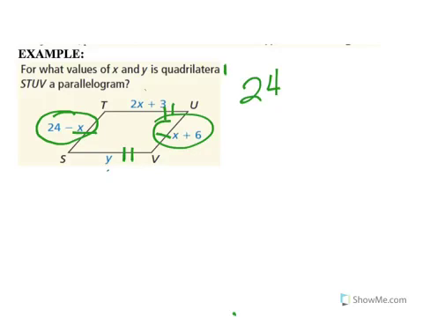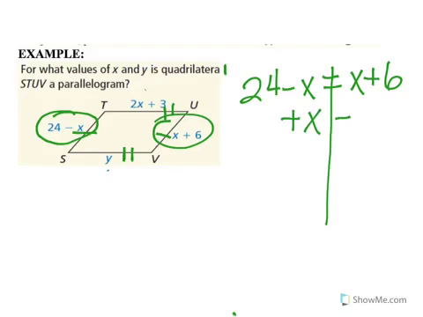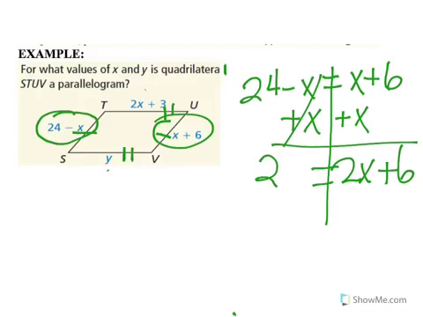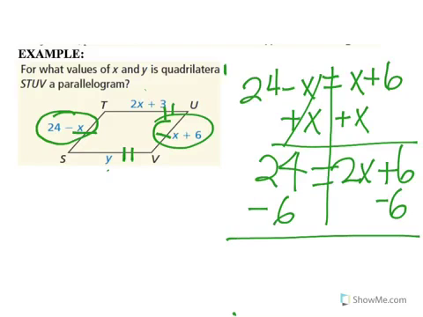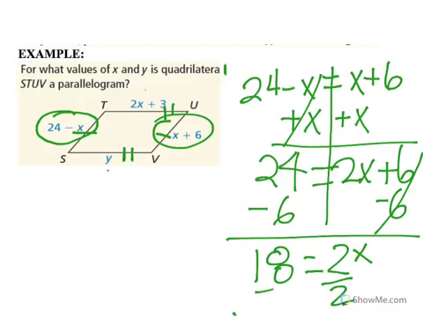So we have 24 minus x is going to equal x plus 6. With that being said, we're going to go ahead and move our x's to one side so that we can get them together. And we would get 2x plus 6 equals 24. Then we're going to go ahead and move our 6 to the other side. When we do that, we're going to get 18 equals 2x, and the last step is to divide. So we're going to get that x is equal to 9. Okay, so we have x is equal to 9.